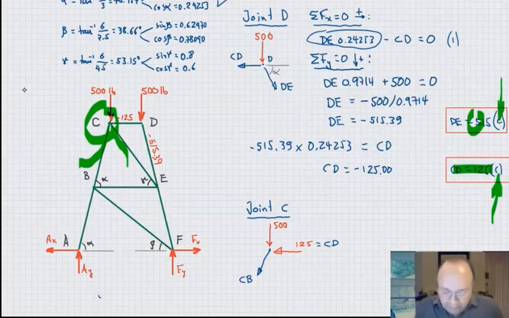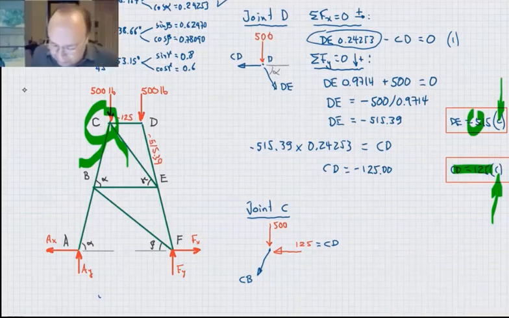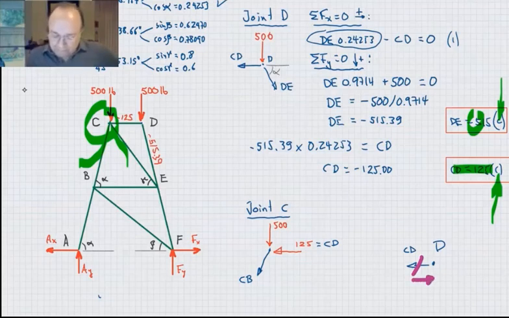Very nice question, very interesting question. Here is joint D. This is the force that I assumed the bar CD was going to have. I assumed tension, right? This is the original situation. Then I made my calculations and found out that it was the opposite direction because I got a negative. So it was actually like this, right? Okay, now let's draw the bar.